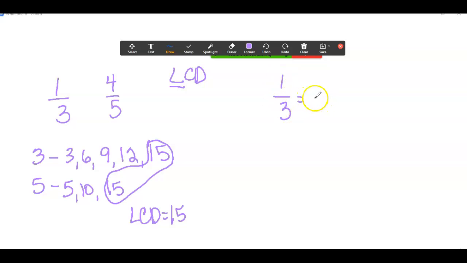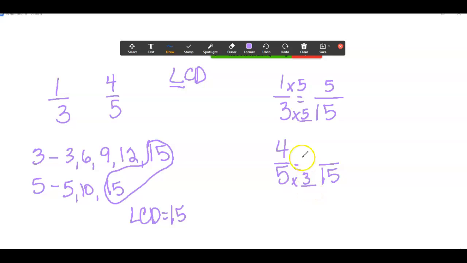So I'm changing 1/3 into 15ths and 4/5 into 15ths. Okay, so 3 times what is 15? That would be 5. What I do to the bottom, I do to the top. So 1 times 5 is 5. 1/3 and 5/15ths are equivalent. 5 times what is 15? 3. What I do to the bottom, I do to the top. 4 times 3 is 12. So 4/5 is equivalent to 12/15ths.